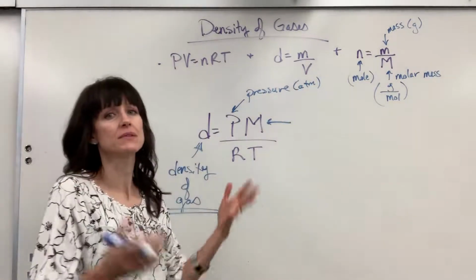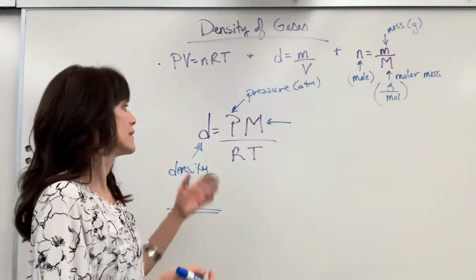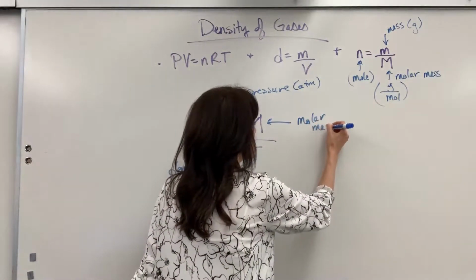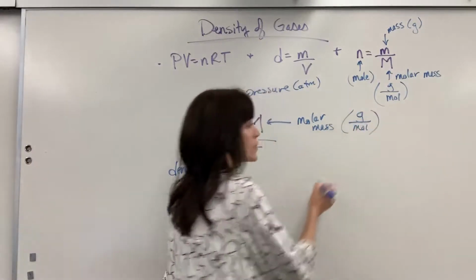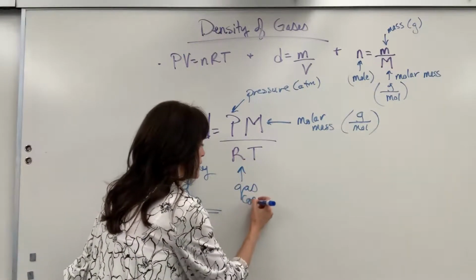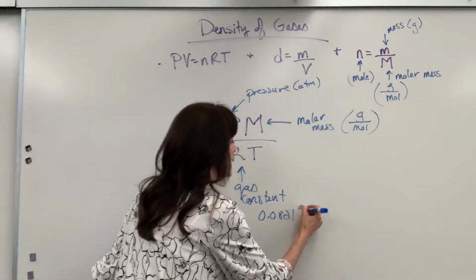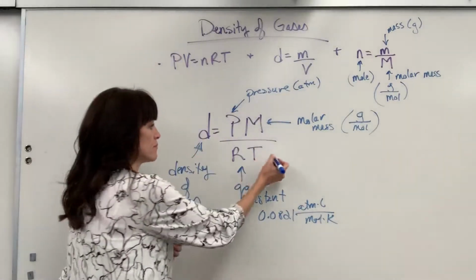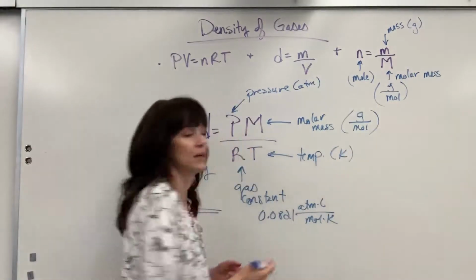That big M, I'm sorry, that chemists chose M for so many different variables. This big M represents molar mass. So this is what we get off of the periodic table. And the unit on that is grams per mole, grams per mole. R, of course, is your gas constant. And that is going to be the 0.0821 atm times liter divided by mole times Kelvin. And then T, there's your temperature, which has to be in Kelvin.